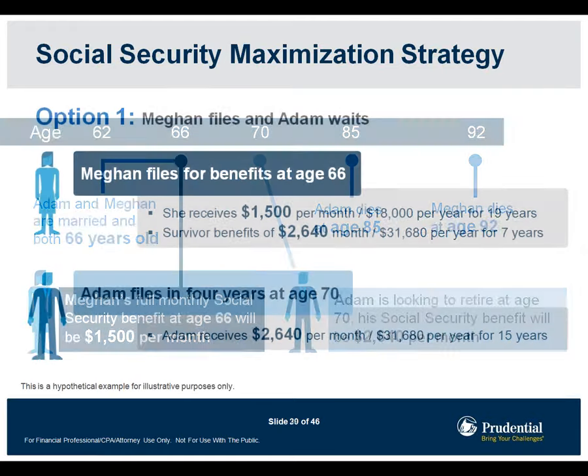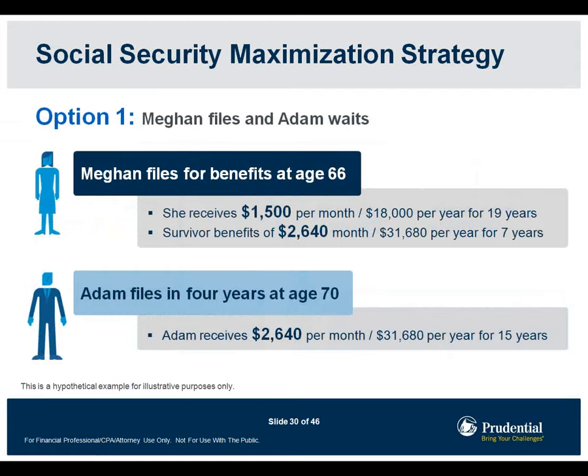Okay, so option number one, Megan, age 66, she taps into her benefit, $1,500 a month. Adam says, I'm not going to take benefits till age 70, in which case he'll receive $2,640 a month. Let's assume Adam predeceases Megan. Now Megan's survivor benefit will be the $2,640 that Adam was receiving before he died. Did they leave money on the table? They did, right?